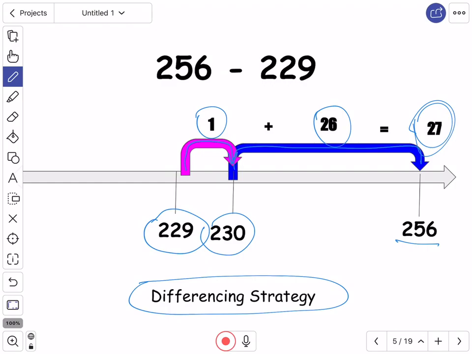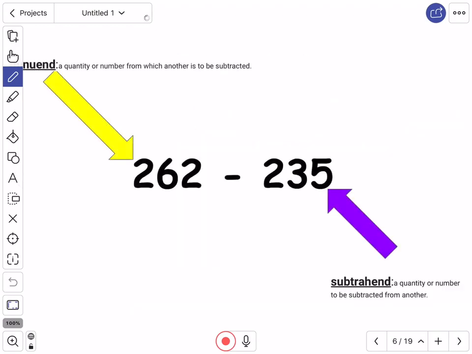Okay, so now you should be all refreshed from yesterday, and we're going to talk about how to get to the next problems in the problem string. All right, so here's the first problem. I just wanted to talk about some stuff here. So this number right here, the bigger number in a subtraction problem, is called the minuend, and that's simply a quantity or a number from which another number is to be subtracted. So it's a bigger number. The other number is called the subtrahend, which is a quantity or number to be subtracted from another number, which is just the smaller number.